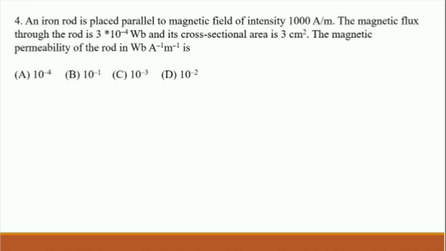Fourth question, an iron rod is placed parallel to a magnetic field of intensity 1000 ampere per meter. The magnetic flux through the rod is 3 into 10 raised to minus 4 Wb, and its cross-sectional area is 3 centimeter square, and the magnetic permeability of the rod in Wb per ampere per meter is. So we have to find the magnetic permeability. For magnetic permeability, the equation is mu equal to B by H, where H is the magnetic field strength and B is the flux density.